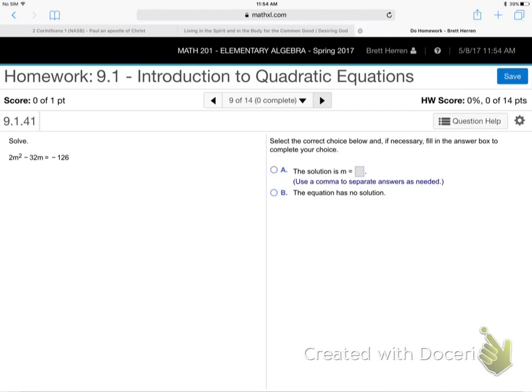All right. So 2. Let me change the color. 2m squared minus 32m is minus 126. All right. Try that one. So what's the first step? Get a 0, bring everybody to the m squared side, right? Get a 0.